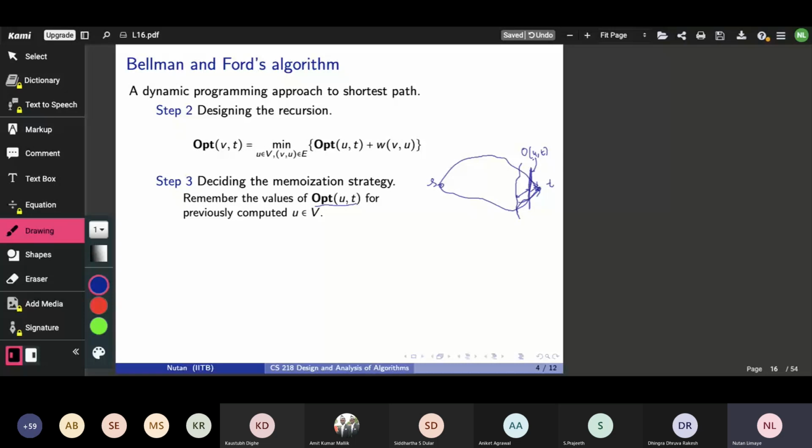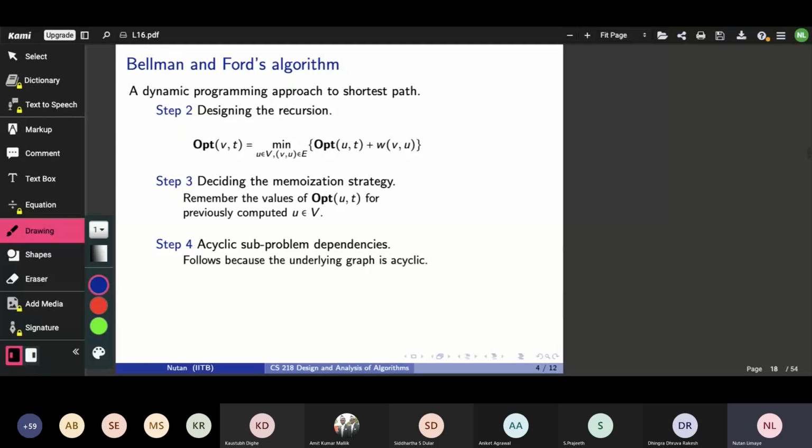Now, acyclic dependencies on these subproblems is also quite clear because the graph itself is acyclic. So when I move these frontiers back and back and back, it's not like I'm going to form a cycle within the graph because the graph itself, I've been assured, is acyclic. So the acyclicity of my subproblems, which are these opt of u comma t, just follows directly from the fact that the underlying graph itself is acyclic.